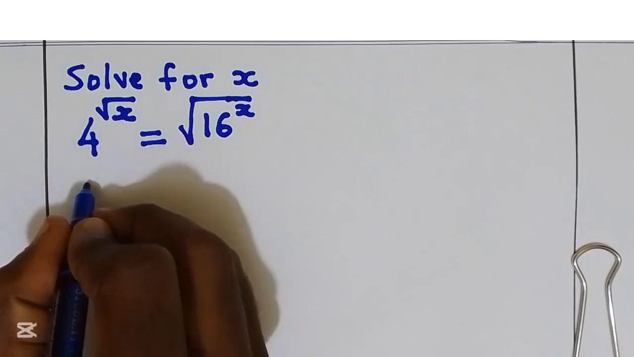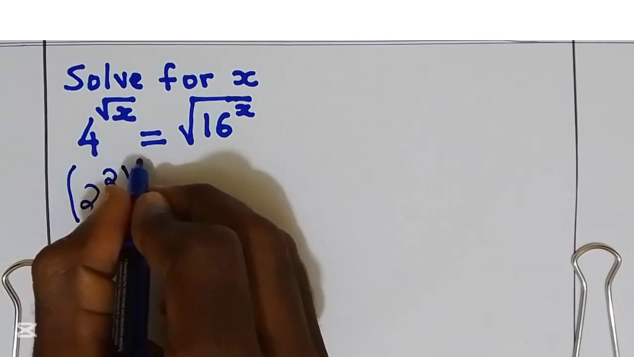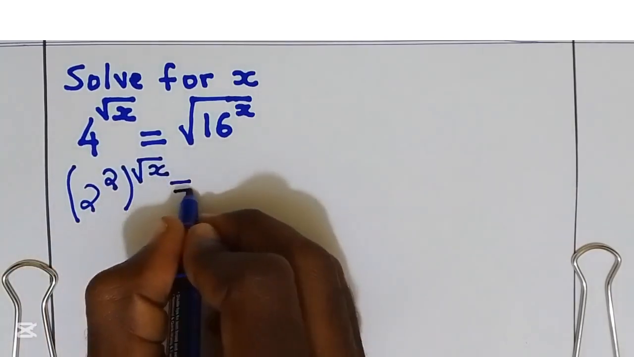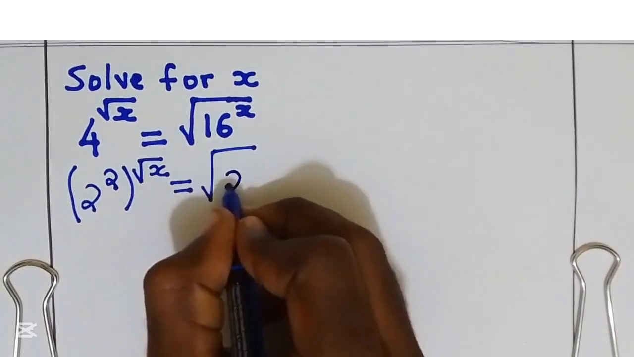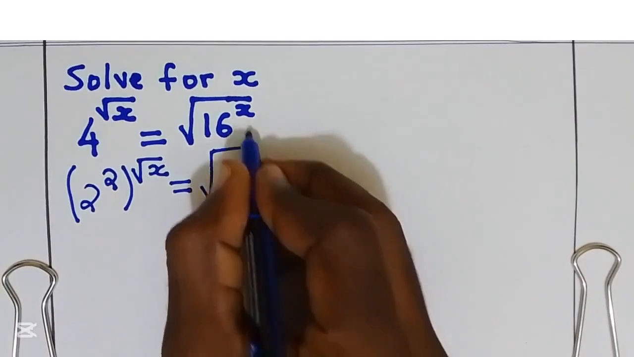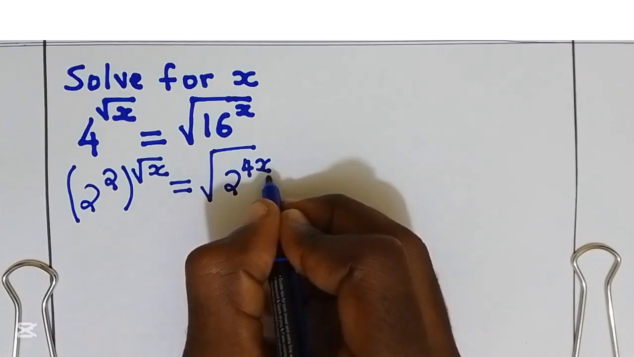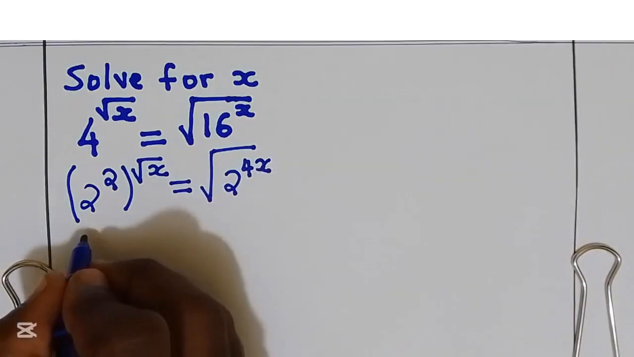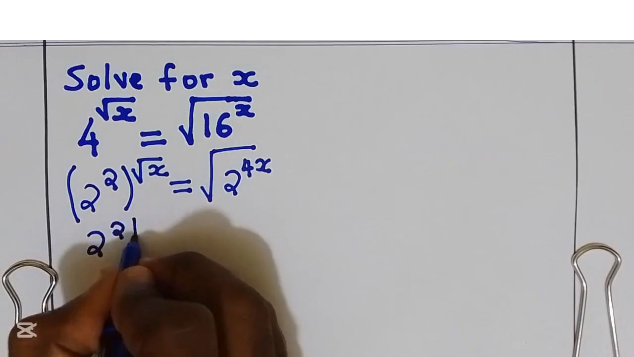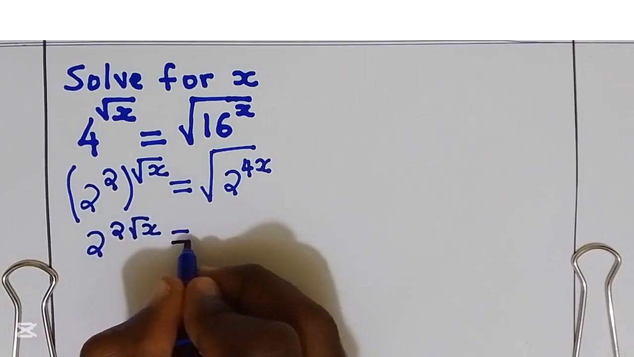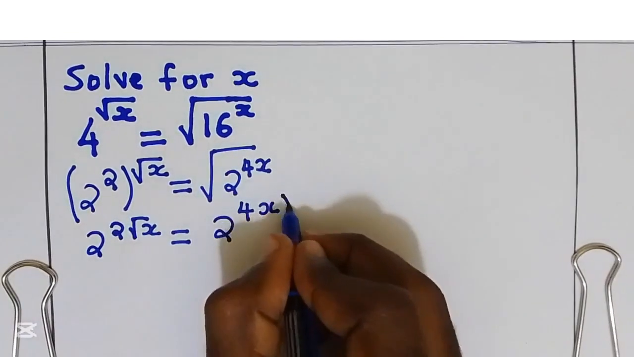4 is equal to 2 power 2, multiplied by square root of x. This is equal to square root of 16, which is the same as 2 power 4, multiplied by x, is going to be 4x. 2 multiplied by square root of x is going to be 2 square root of x. This is equal to 2 power 4x, and the square root is the same as power half.